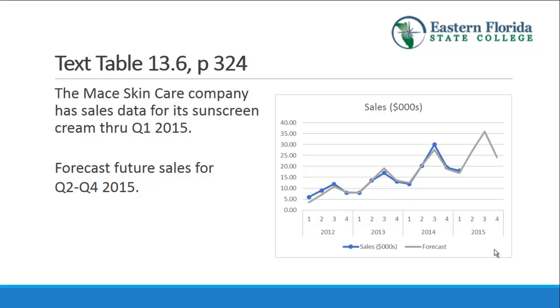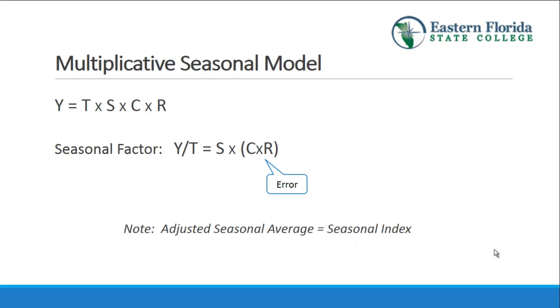A skincare company has sales data up through the first quarter of 2015. Our task is to forecast future sales for quarters 2, 3, and 4 of 2015. We will be using a multiplicative seasonal model in this example.